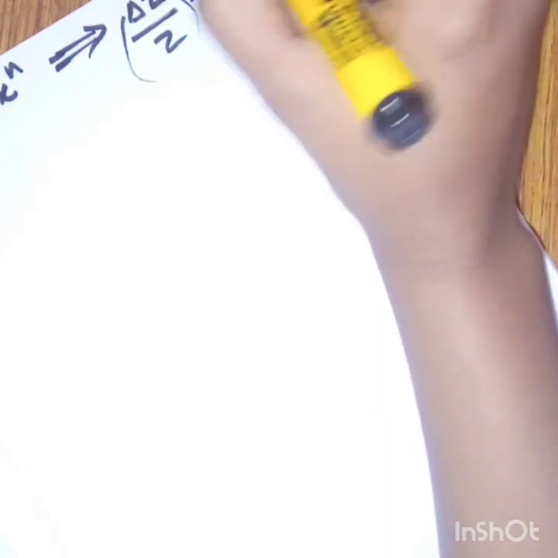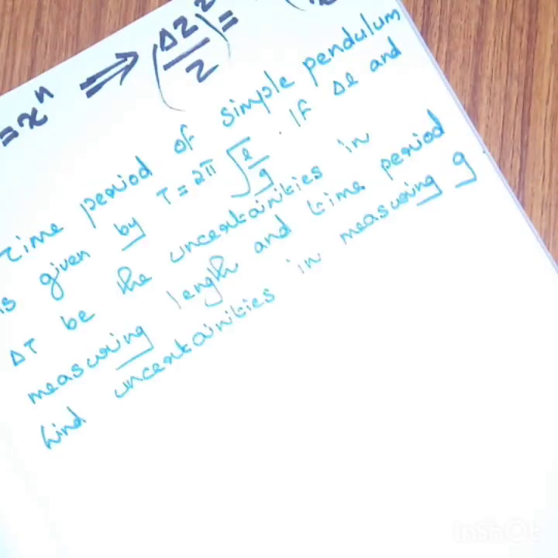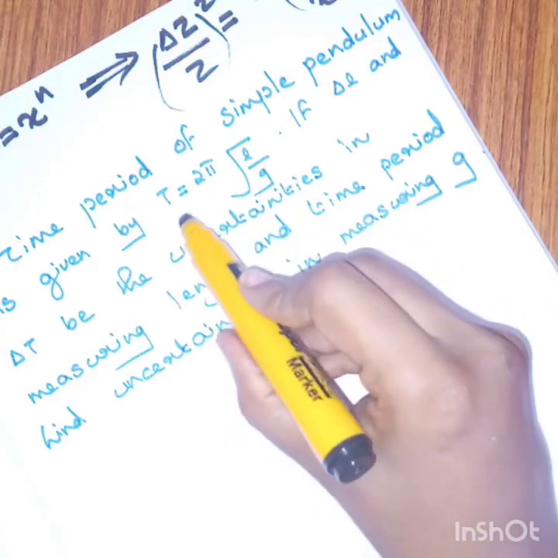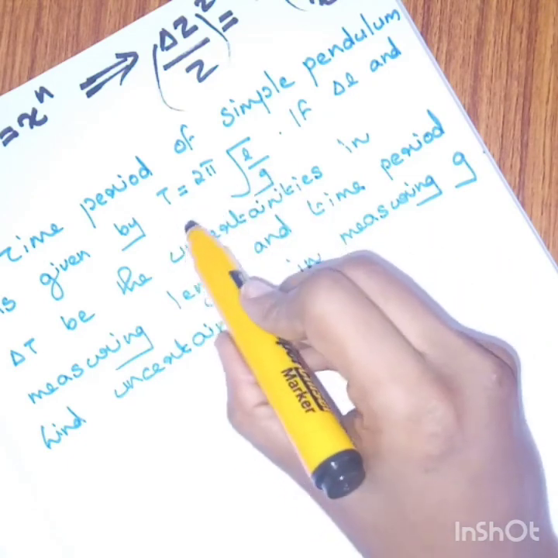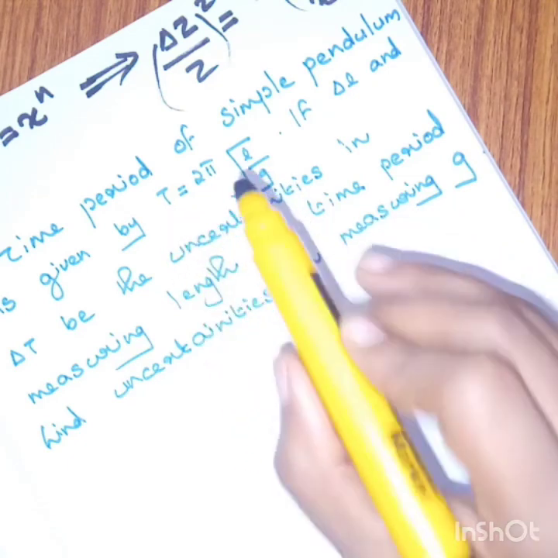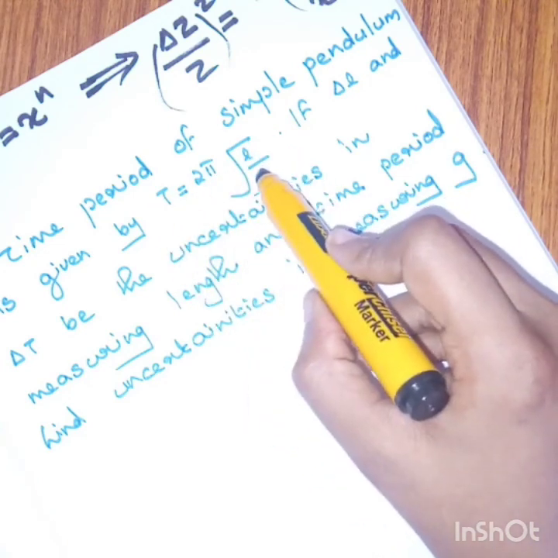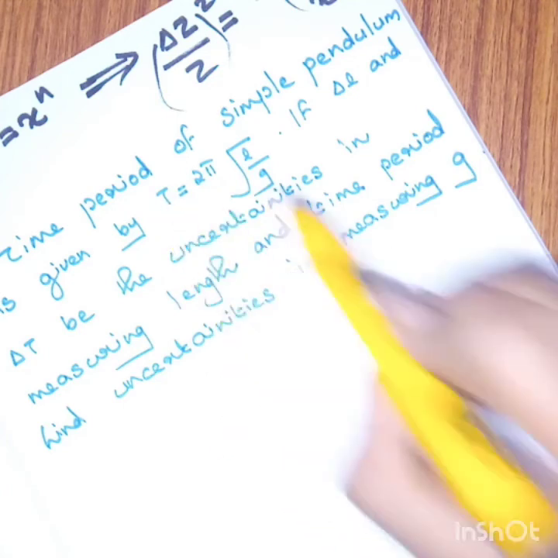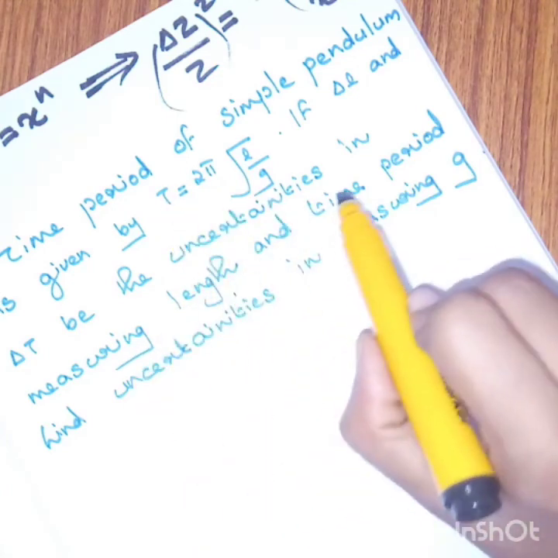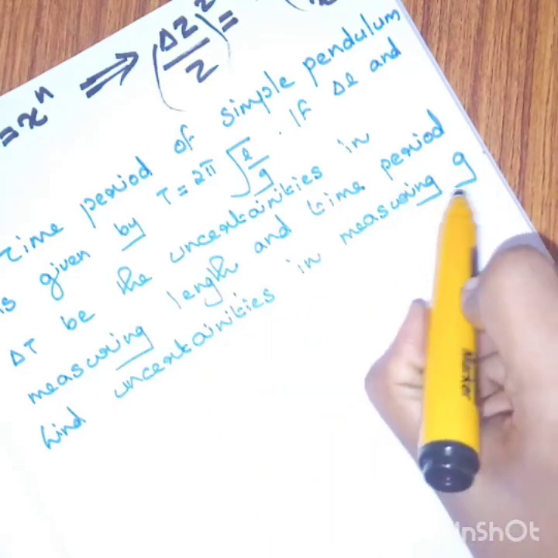Okay. Next I discuss a question. The time period of a simple pendulum is given by T is equal to 2 pi root of L by g. If delta L and delta T are the uncertainties in measuring length and time period, find the uncertainty in measuring g. Here, by looking at this equation T is equal to 2 pi root of L by g, the quantities involved are L and g, length and gravity. We get time period. But the question is asking, given measured length and time period, we need the uncertainty in g.